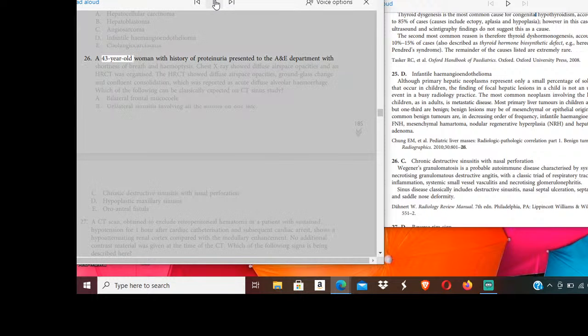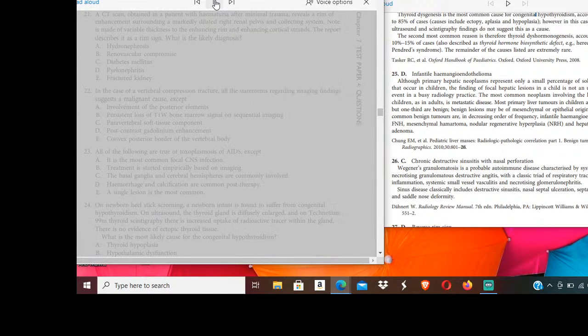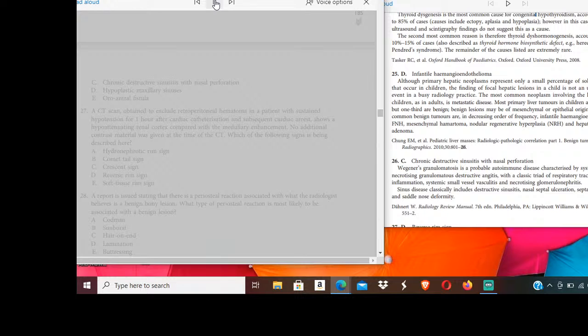26. A 43-year-old woman with history of proteinuria presented to the A&E department with shortness of breath and hemoptysis. Chest X-ray showed diffuse airspace opacities, and an HRCT was organized. The HRCT showed diffuse airspace opacities, ground glass change, and confluent consolidation, which was reported as acute diffuse alveolar hemorrhage. Which of the following can be classically expected on CT sinus study? A. Bilateral frontal mucocele. B. Unilateral sinusitis involving all the sinuses on one side. C. Chronic destructive sinusitis with nasal perforation. D. Hypoplastic maxillary sinuses. E. Oroantral fistula.